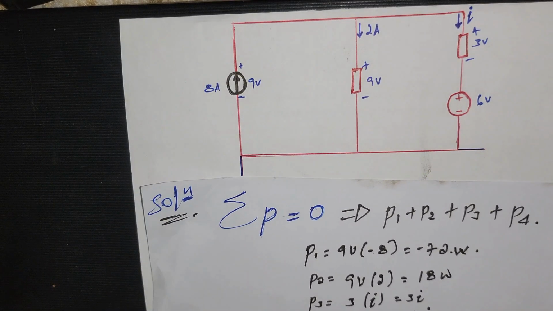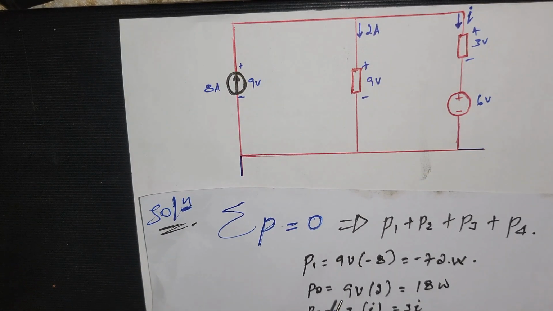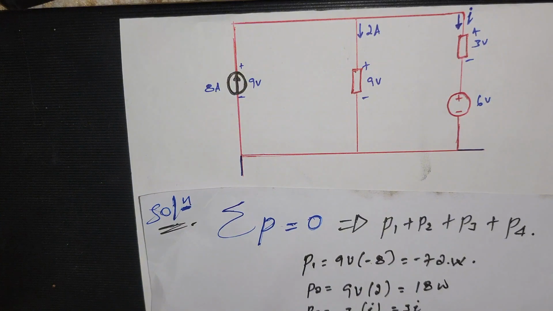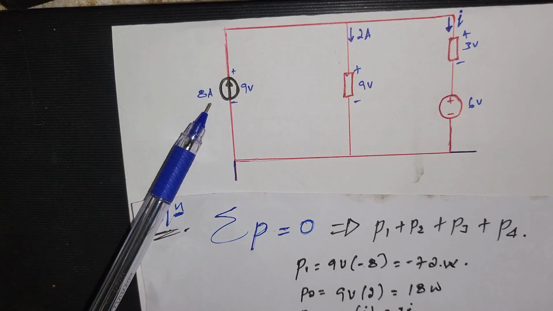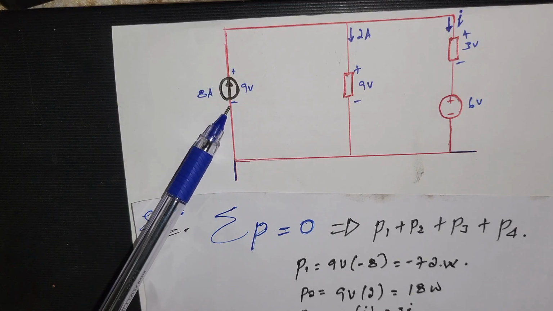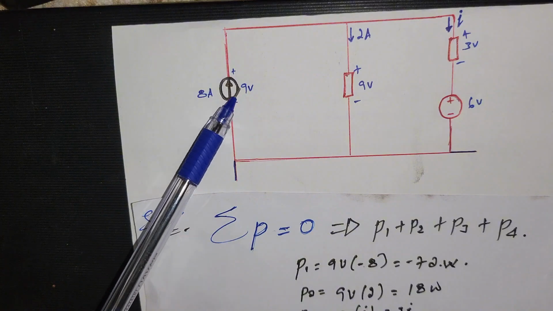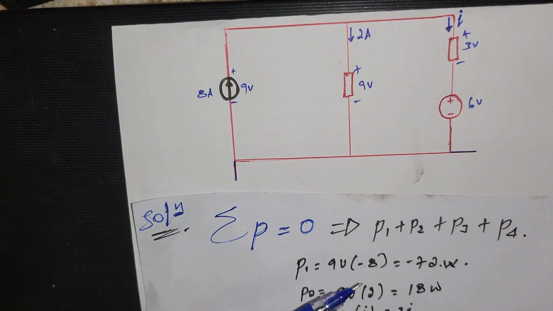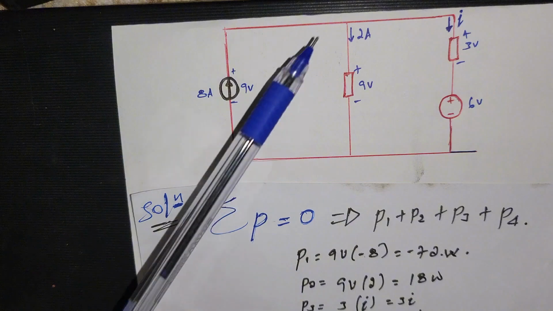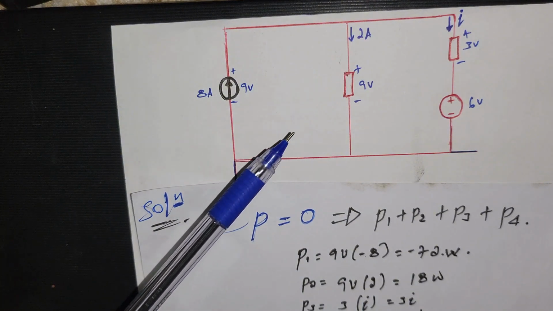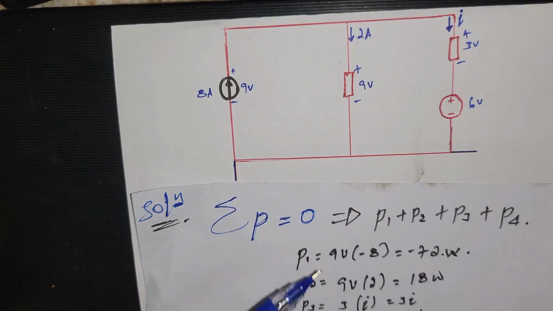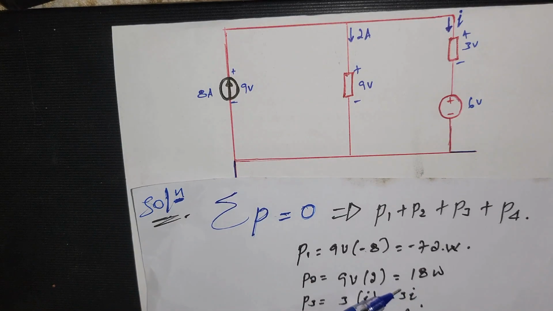Calculating P1, P1 is given by 9 volt. The current will be negative because it enters into the negative terminal to the positive terminal. So it is negative 9 volt times minus 8 ampere, which is 72 watt. For P2, 2 ampere enters into the positive terminal. So 2 times 9, which is 18 watt.